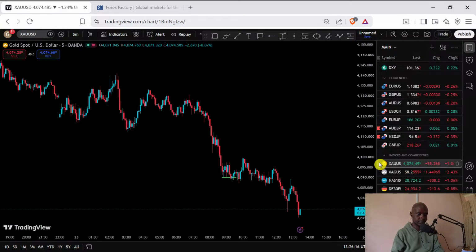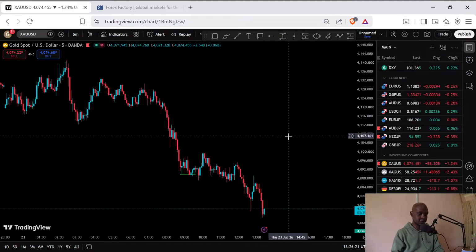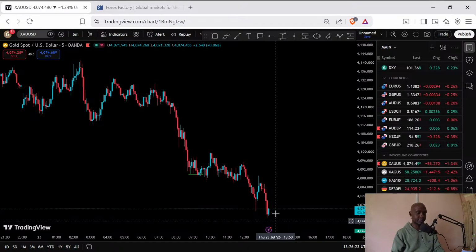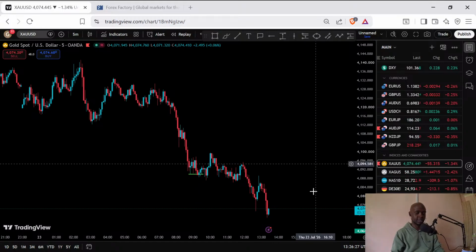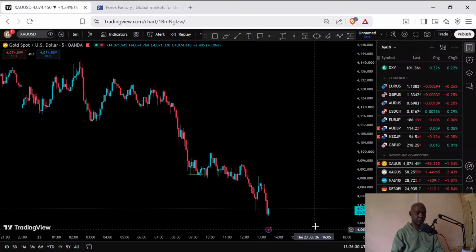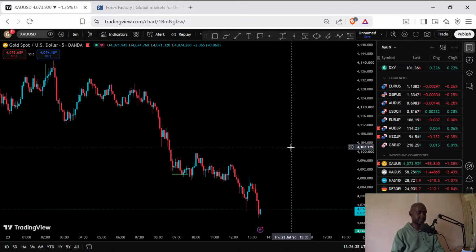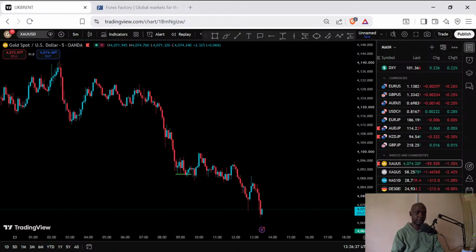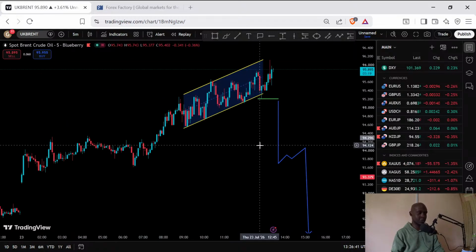So I'll have a watch on gold just to see if we can get the reversals. I like to see some consolidation around these areas before we can start to look for reversal. If you can get some consolidation, then you get a push to the upside with strong buying pressure, I look to get involved. But right now the focus is on crude.